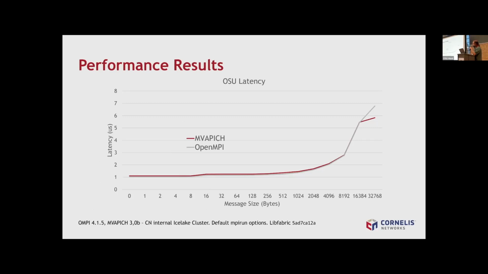This is MVAPICH versus Open MPI. Basically, MVAPICH 3, which I just grabbed yesterday, and then OmniPath 4.1.5. This is the latest LibFabric. So MVAPICH is just a little bit lower, not much, about 1.03 versus 1.10 microseconds. And MVAPICH is actually getting better at the larger message sizes, so that's good to see. It's been great working with DK and his group to get that OFI support there.